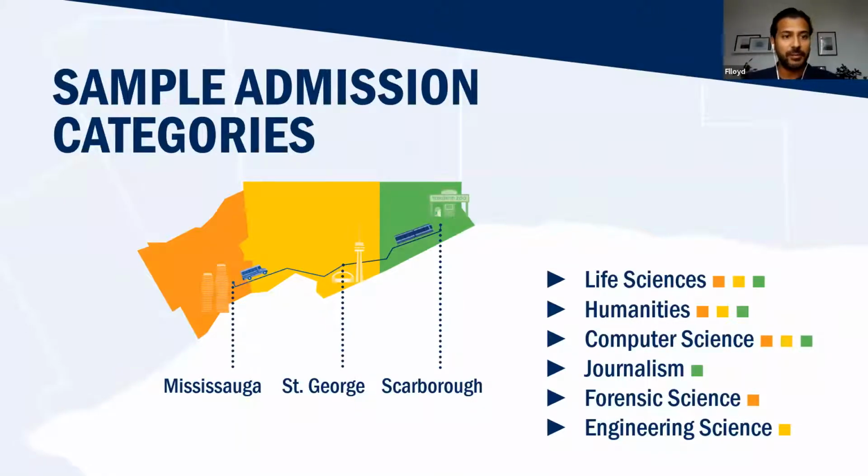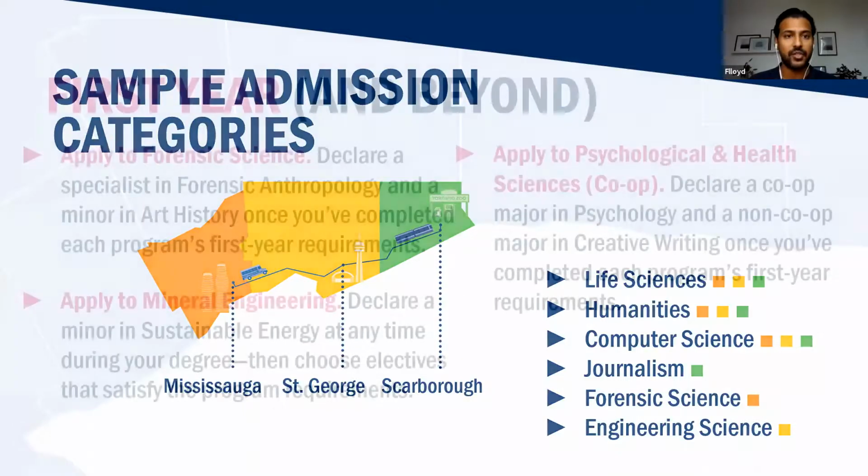So here is a quick look at some of the more popular or more common admission categories across the three campuses. So as you'll see, humanities, life sciences, computer science are available across the three campuses. Journalism is specific to U of T Scarborough. There's the green color coding. Forensic science, for example, is again specific to U of T Mississauga with the orange color coding, and engineering science is only available at the St. George campus. So again, you have a ton of flexibility, you have a ton of choice when you're getting into your first year, but coming in from high school, you don't have to have exact decisions made just yet.